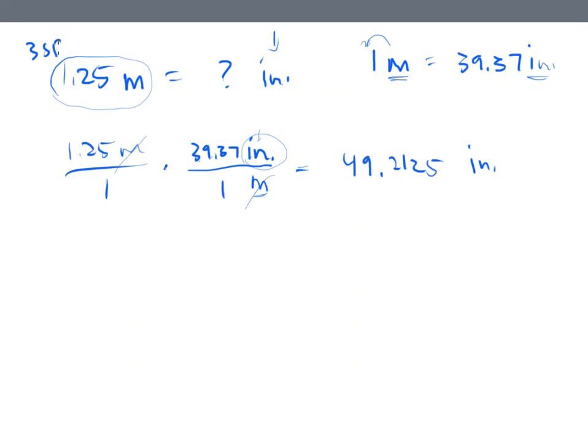And it looks like in the original problem, there's 3 significant figures. So I want 3 significant figures in my answer. A 4, a 9, and a 2, that will be my 3rd digit. So I need to look to see what I need to do with the 2. There's a 1 after it. It does not round up. So my answer here is 49.2 inches. That's going to be the answer to that problem.